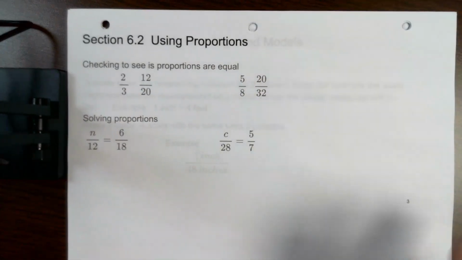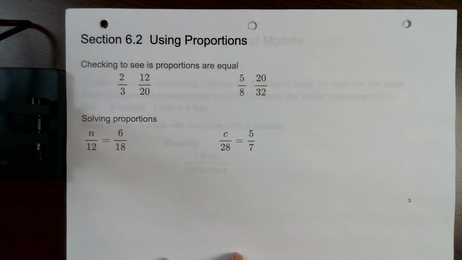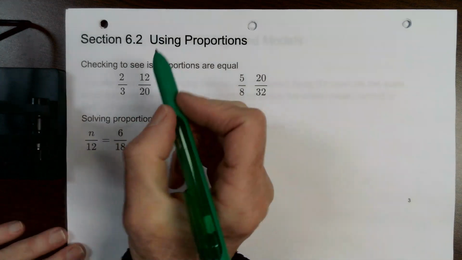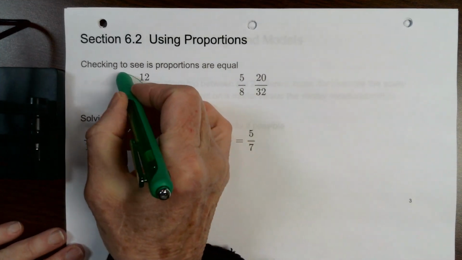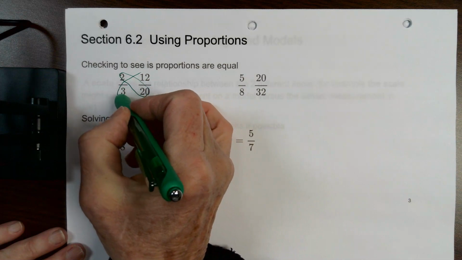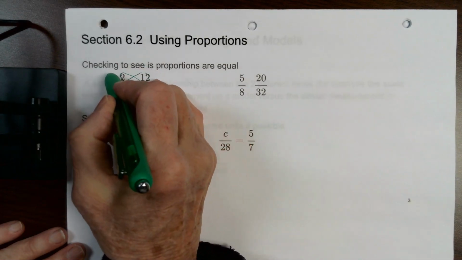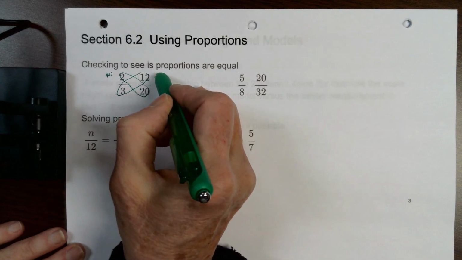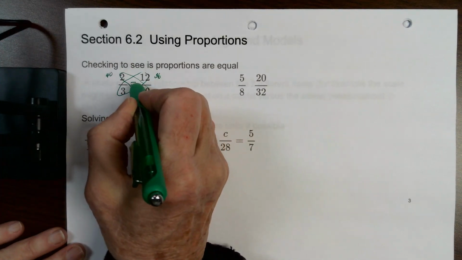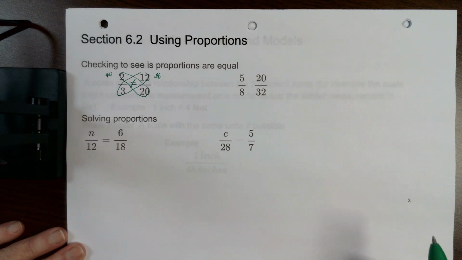In section 6.2, you were using proportions and you were doing a couple different things with them. First, you were trying to see whether they were equal. So to see if they're equal, you're going to cross product here, and you're going to understand that 2 times 20 is 40, and 3 times 12 is 36. So this would not be equal. That would not be what we call a proportion.